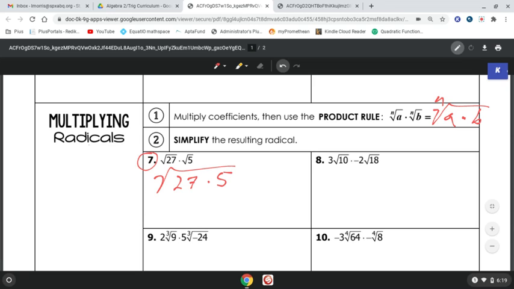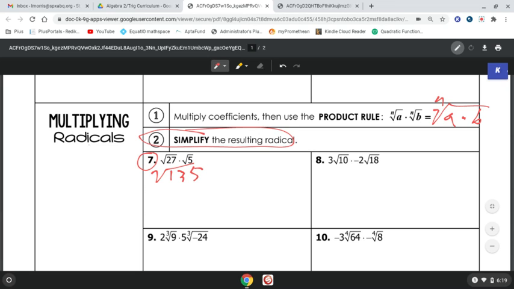So we're just pretty much taking what's inside those radicals, multiplying them, and that would give us 135. The only thing you have to make sure to do is reduce whatever you have. So we can actually simplify this. So we'll get the square root of 135.